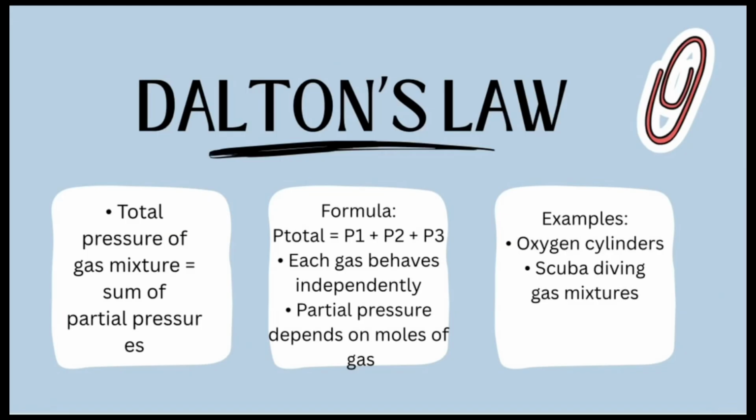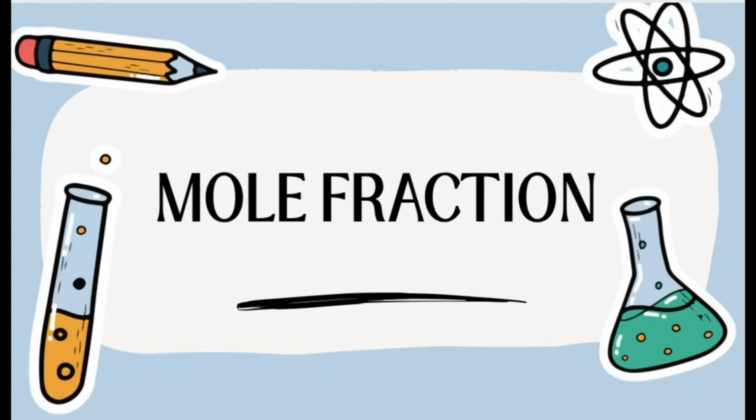Dalton's law of partial pressure states that the total pressure of a mixture of gases is the sum of the partial pressure of each gas in the mixture. Each gas behaves independently and contributes its own pressure, known as partial pressure. The partial pressure depends on the number of moles of the gas present. This law is useful in understanding gas mixtures such as oxygen cylinders and breathing gases used in scuba diving.